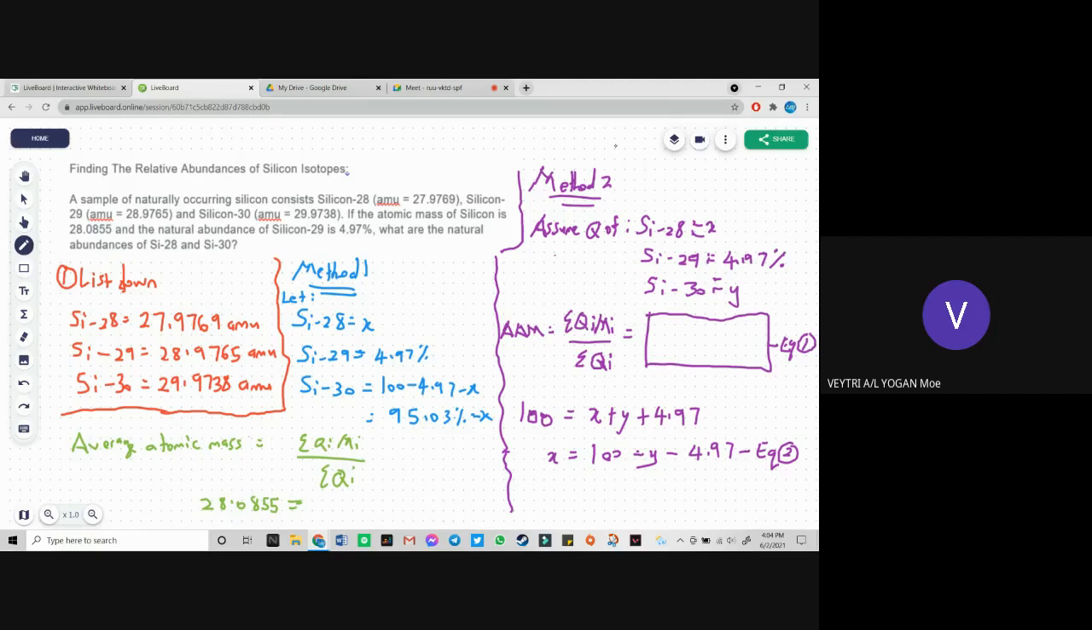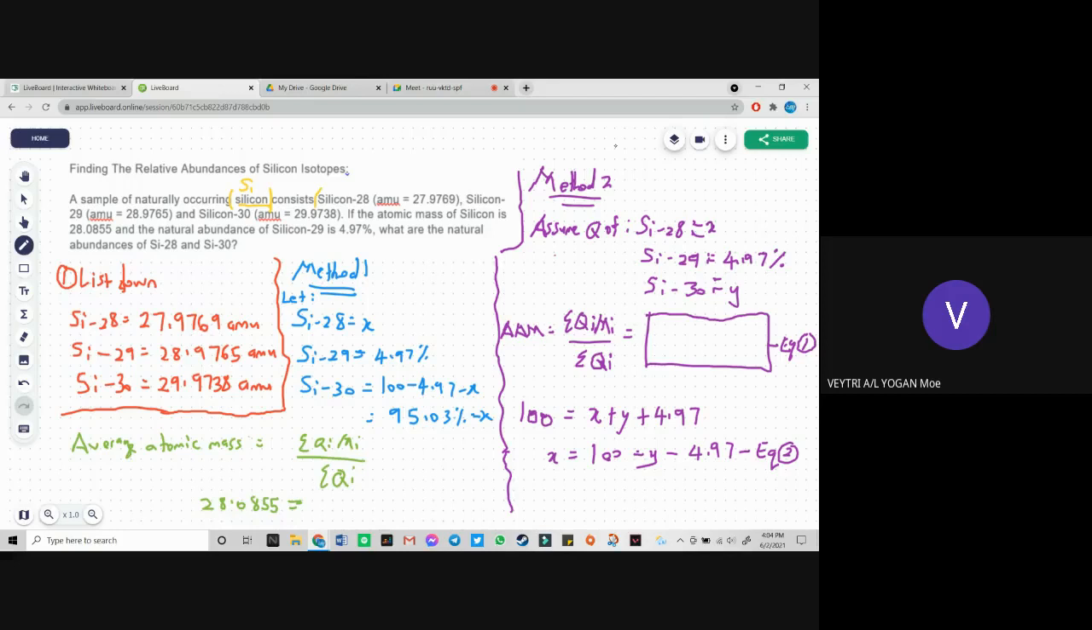In the first question, all right, now the first question states a sample of naturally occurring silicon. Okay, don't worry about anything, we're only bothering about silicon right now. So, silicon is Si, consists of silicon 28. Okay, before you continue, just remember we are talking about silicon as a whole over here. But when it comes to this part, we are already starting to talk about the isotopes of silicon.